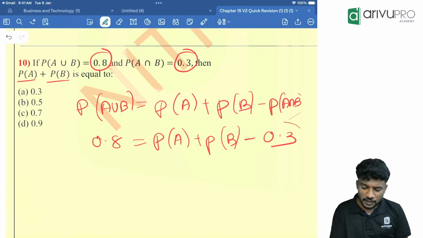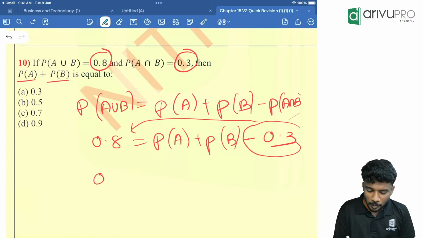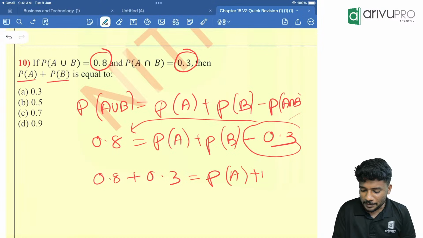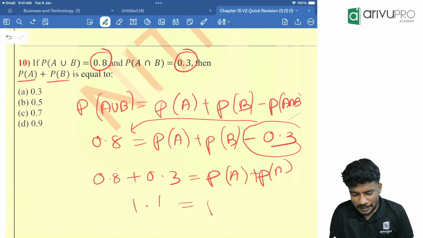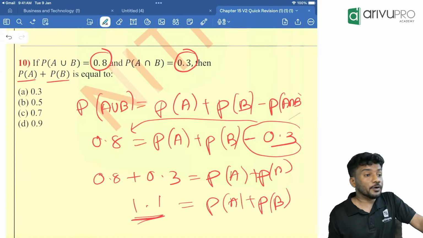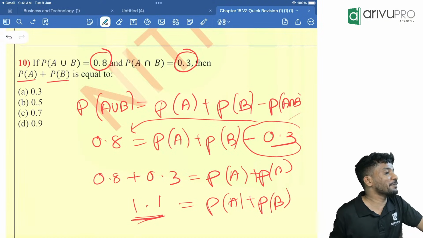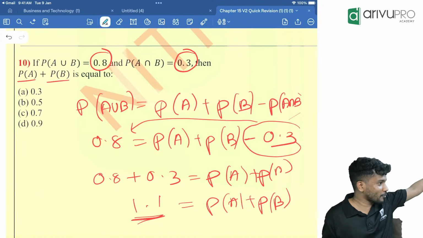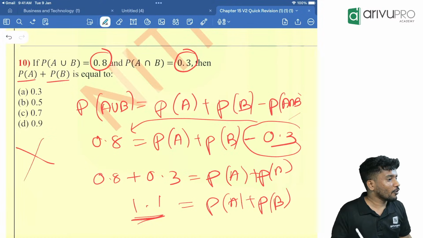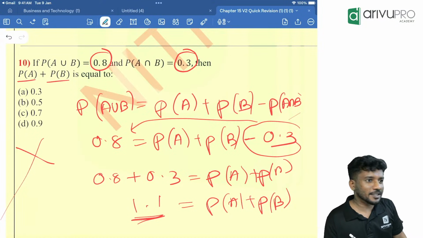Now if this goes to the other side, what will happen? It will become 0.8 plus 0.3, which is equal to P of A plus P of B, which is equal to how much? You tell me. 1.1. Is the question correct? What is the maximum value of probability? The total probability will be how much? 1. Can it be more than 1? No. You will get a grace mark for this question. Are you getting the point?